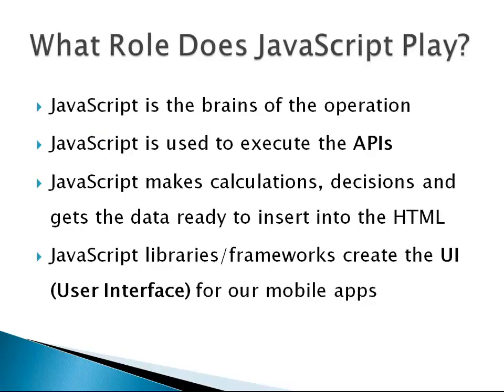So what role does JavaScript play in mobile web development? Well, JavaScript is basically the brains of the operation. Like I said a few times, HTML is used to display the data, CSS is used to style the data, and JavaScript is used to perform calculations and anything like that. Execute APIs, make decisions, conditional statements, and it gets the data ready to insert into the HTML. JavaScript has libraries and frameworks that allow us to create a nice user interface for mobile apps.